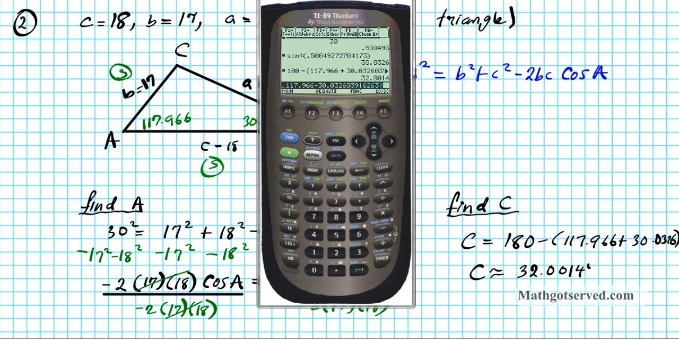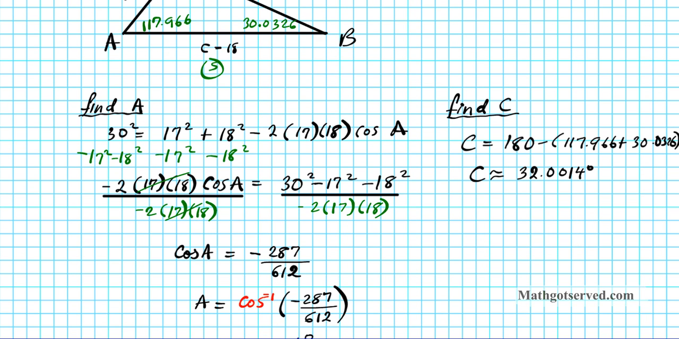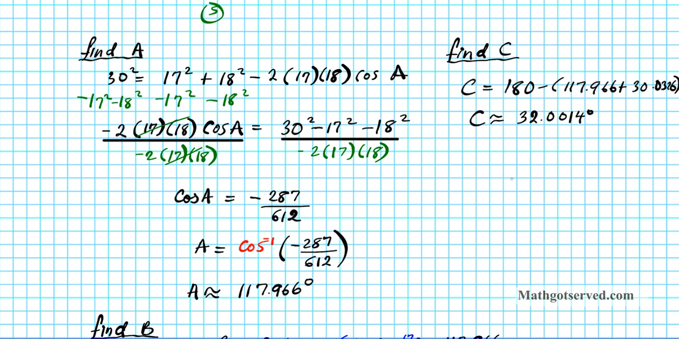So big C is 32.0014 degrees. All right, so let's organize all our results and round to 3 decimal places. Big A is approximately 117.966 degrees. Big C is approximately 32.001, and big B is approximately 30.033 degrees. Okay, so there go the angular measures of your triangle.